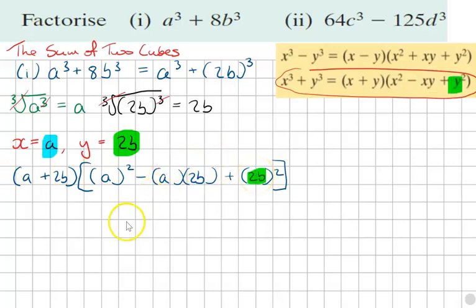So next we just have to simplify. So we're going to multiply out where we can. So we bring down the a plus 2b inside the brackets. And then we have a to be squared is a squared minus a times 2b is minus 2ab. And 2b to be squared is 4b squared. So this is our answer. A plus 2b multiplied by a squared minus 2ab plus 4b squared.